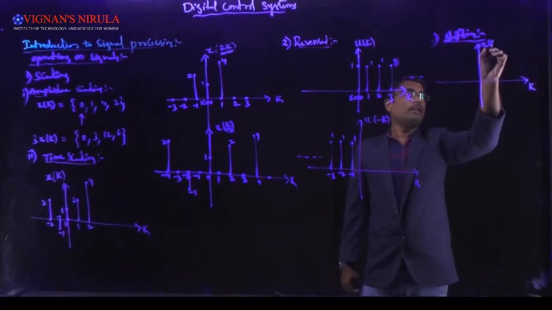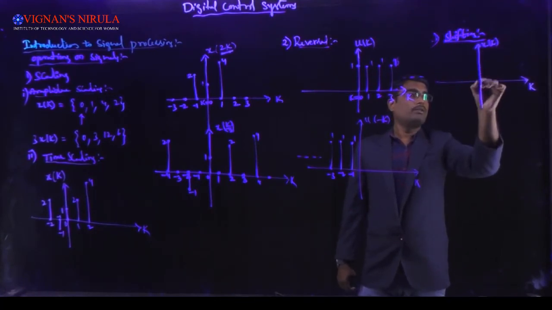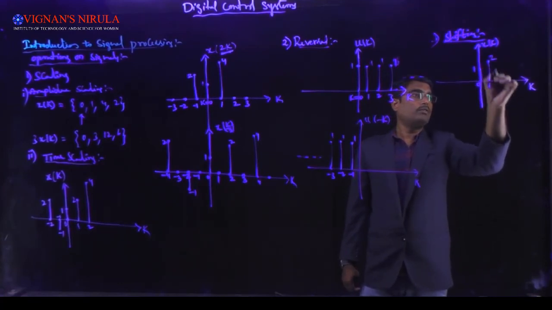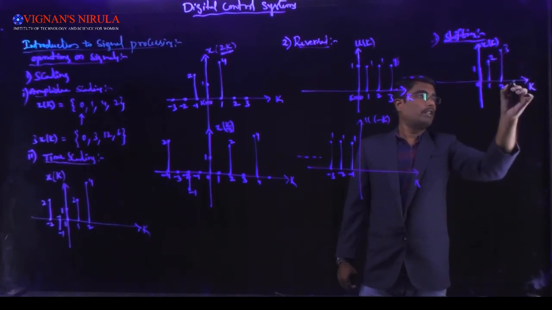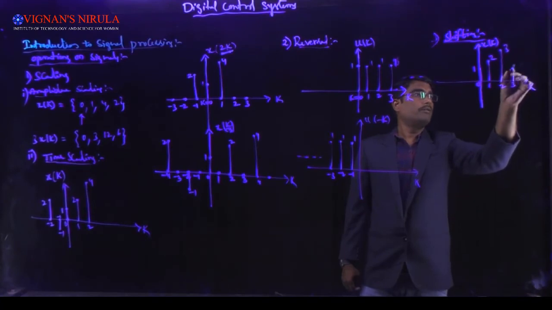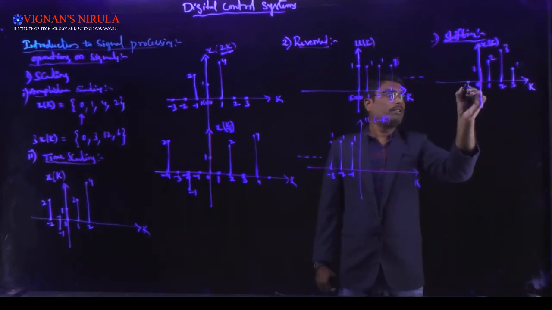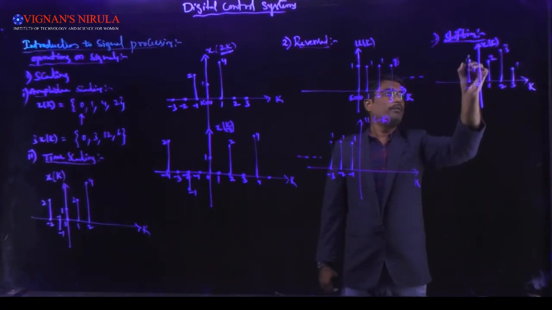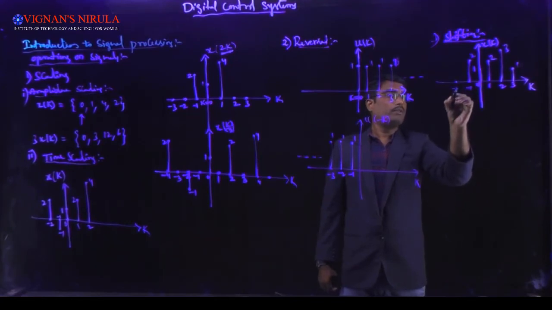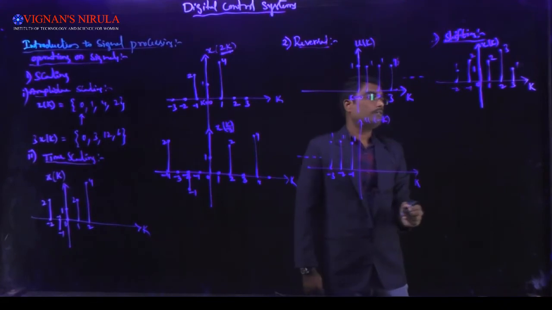This is x of k. For k equals 0, this is 1. For k equals 1, this is 2. For k equals 2, this is 3. For k equals 3, this will be 1. For k equals -1, this is 2. For k equals -2, this will be 1. This is a signal which I am taking.